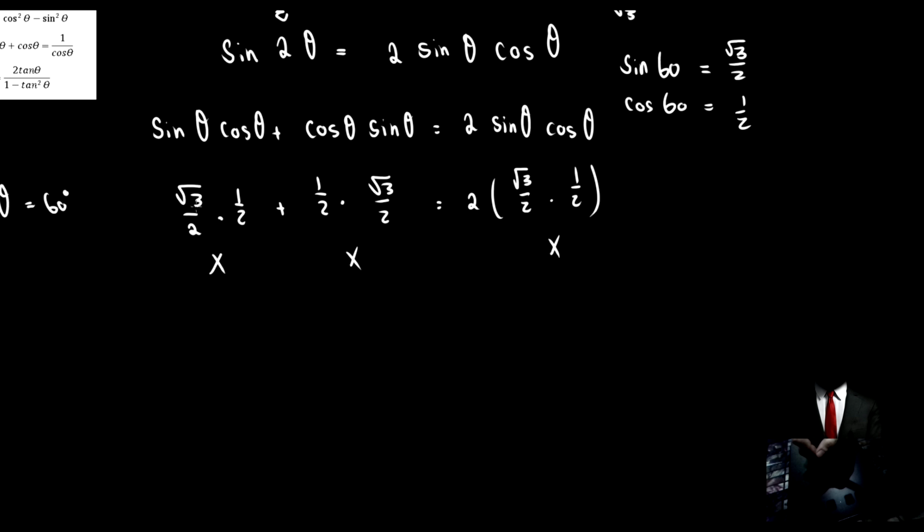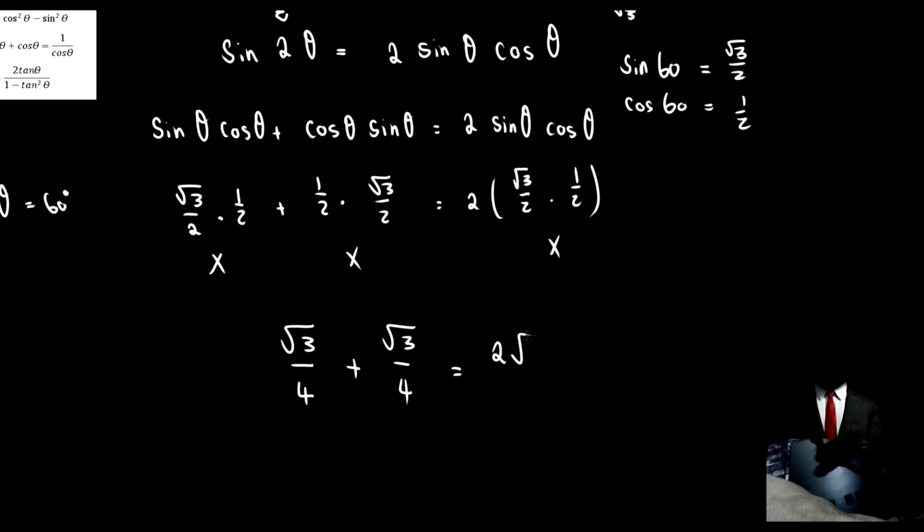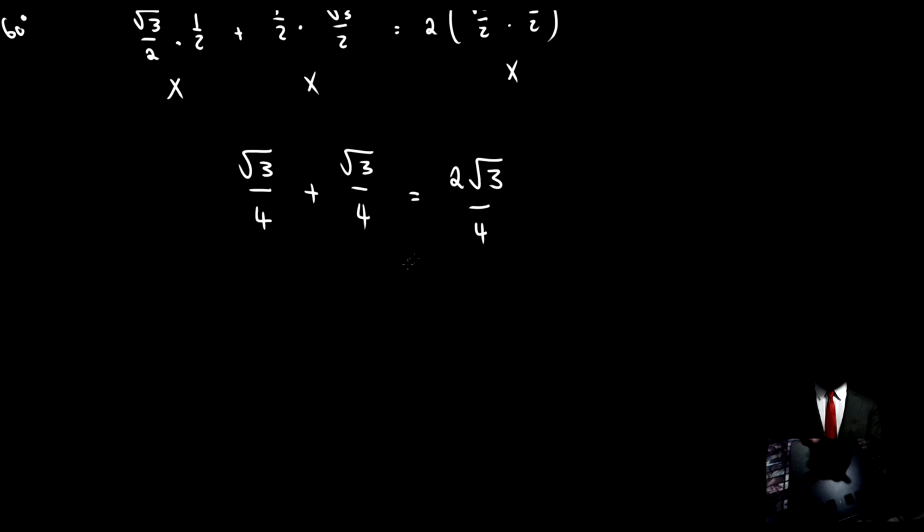Here we have square root of 3 times 1 is square root 3 over 4. Okay, look. 2 times 2 is 4. Plus square root of 3 over 4 should be equal to 2 square root 3 over 4. If we go down to simplify this one, we can say, well, 3 plus 3, that's going to give me 2 square root 3 over 4, which is in fact equal to 2 square root 3 over 4.